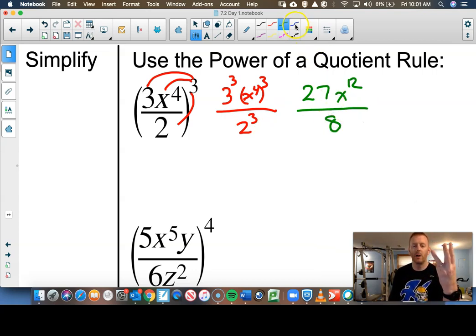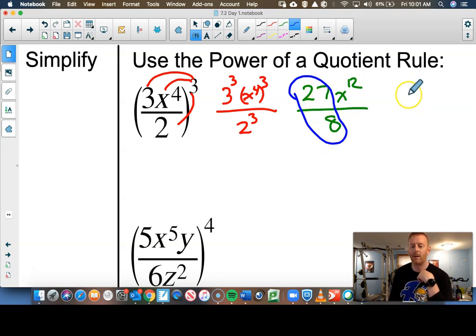And if we could, we would, but since we can't, we won't. We would simplify here. So if this 8 worked nicely with the 27, we would simplify that fraction, because it'd be like this. We'd have like 27 over 8 and then x to the 12. So we would simplify that fraction if we could.